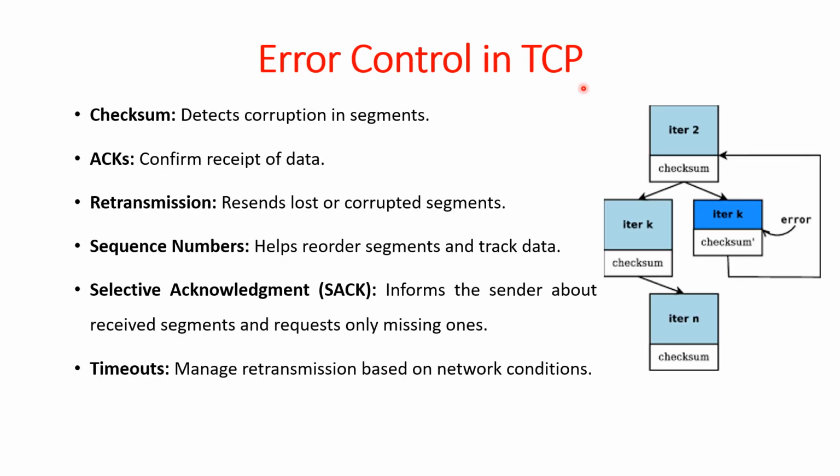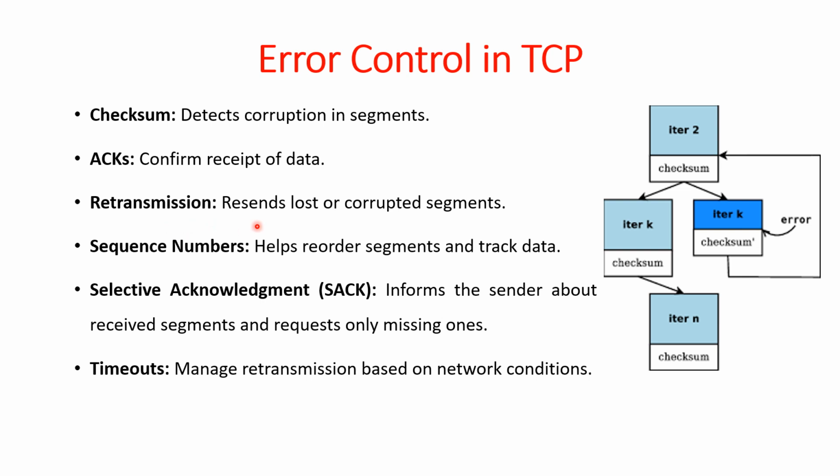Error control in TCP ensures reliable data transmission by detecting and correcting errors. Here are the main mechanisms involved. Checksum. Each TCP segment has a checksum that checks for data corruption. If the receiver's calculated checksum does not match the one in the header, the data is considered corrupted. Acknowledgement. The receiver sends an acknowledgement back to the sender for each successfully received segment. If the sender does not get an acknowledgement within a certain time, it retransmits the segment.